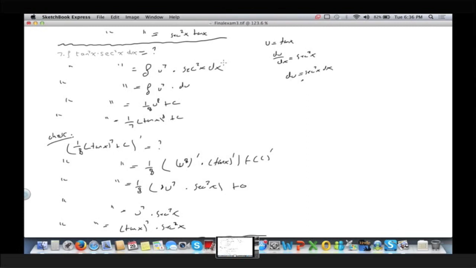You kind of tried something that wasn't going to work, and then you kind of ignored it, and you did it the correct way. So it never really helps to break out one of the tangents. We didn't need to do that in this case, because we already had the derivative that we needed, the secant squared x there. And then in your check, let's see, 8th, so 8, 7.